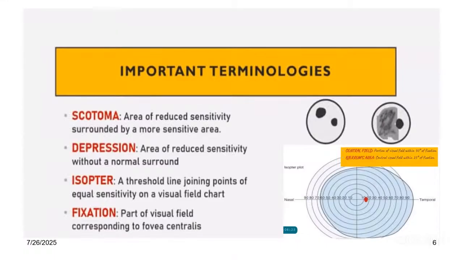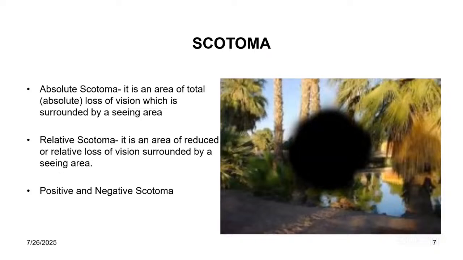dropped from 0 to 3 degrees, from 3 degrees to 30, and 30 onward is the peripheral field of view. So on this, it simply indicates that line joining points of equal sensitivity on the visual field chart. That is known as the isopter. Then for fixation, this is the part of the visual field which corresponds to the fovea centralis, where we have our maximum vision.